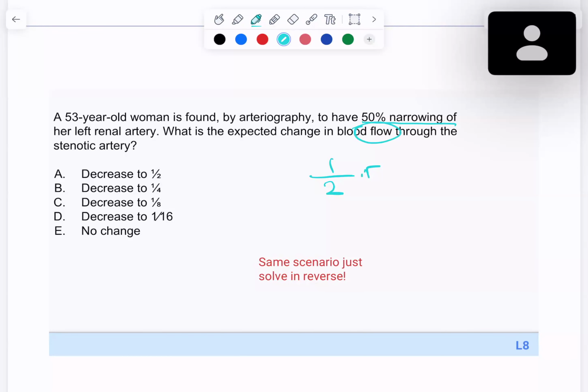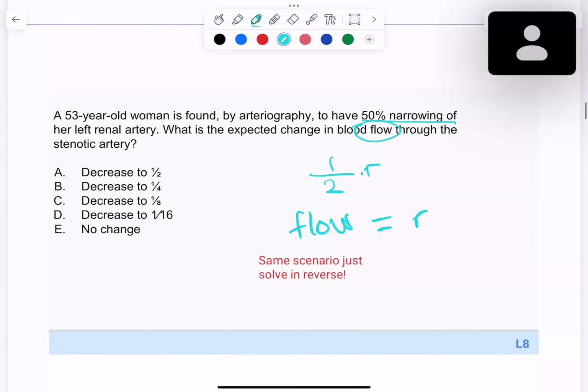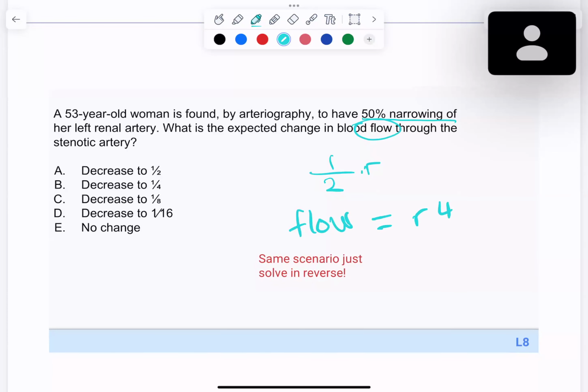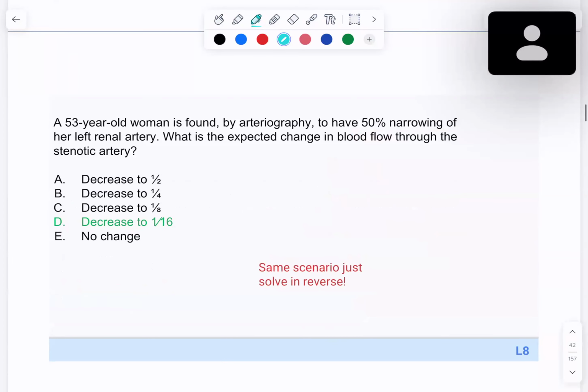So again, they're asking you about flow. So you can do the same thing here. We know that now flow equals r to the power of 4. And we know that here what we have is r over 2. And so if we do the math, we end up once again with 1 over 16, since 2 to the power of 4 is 16. So the answer here would be D.